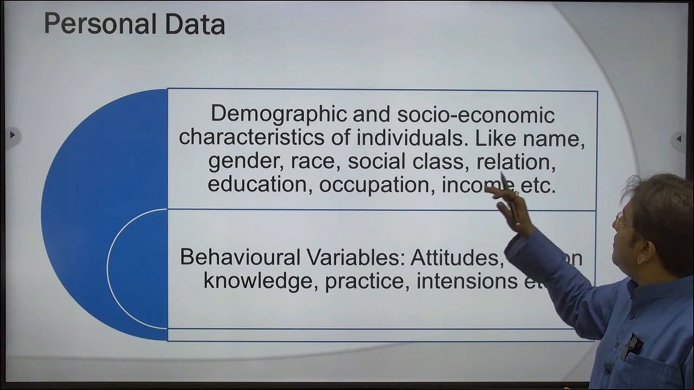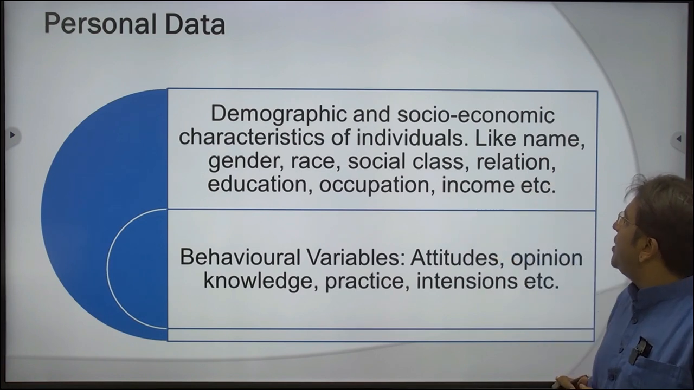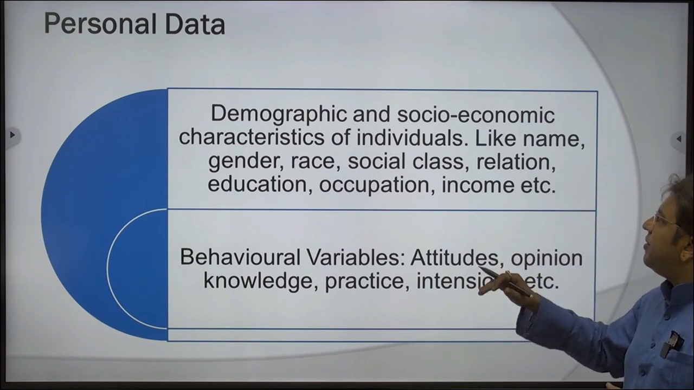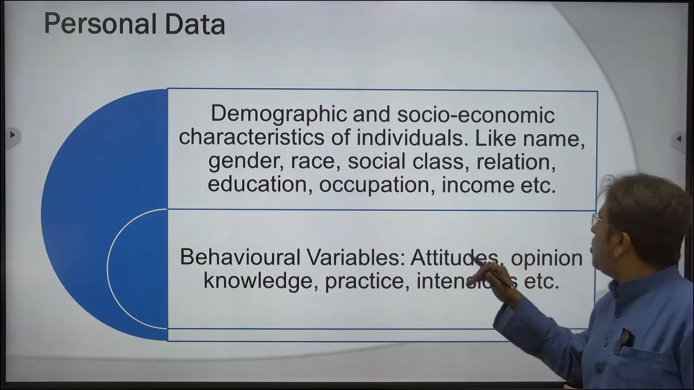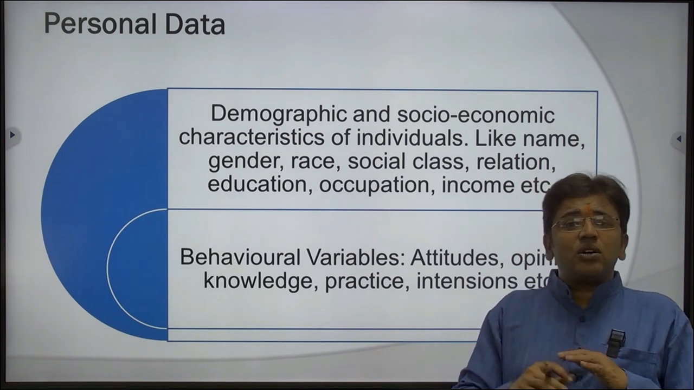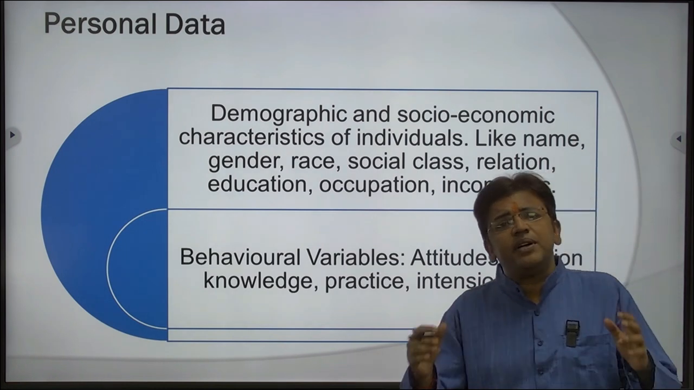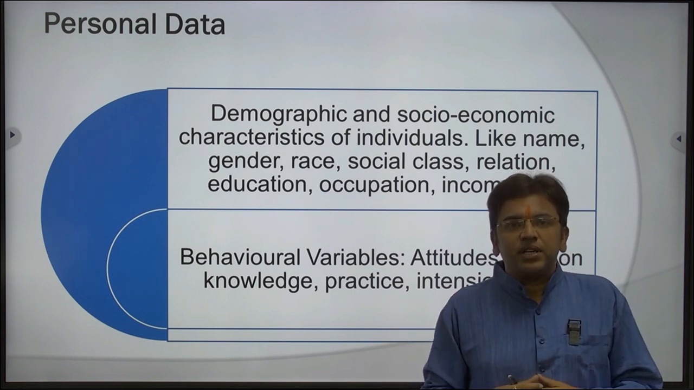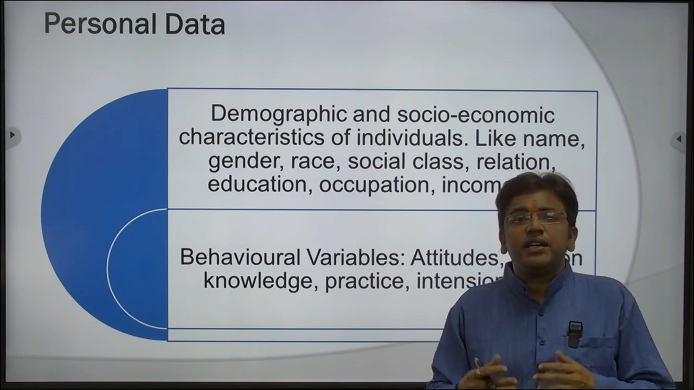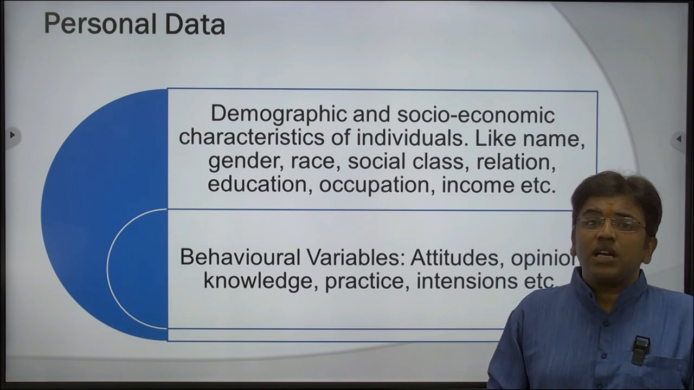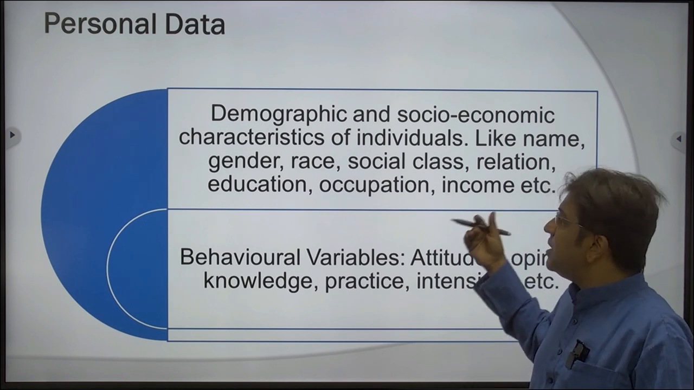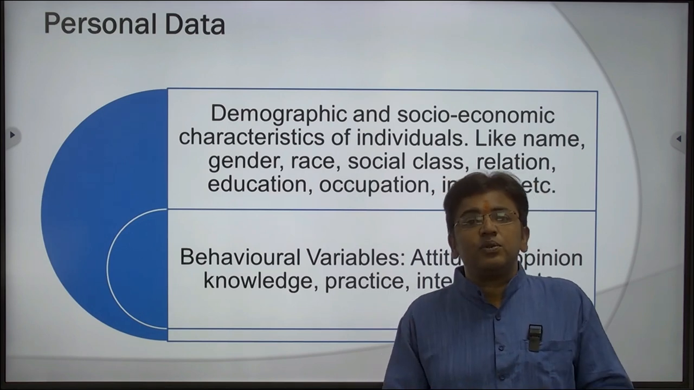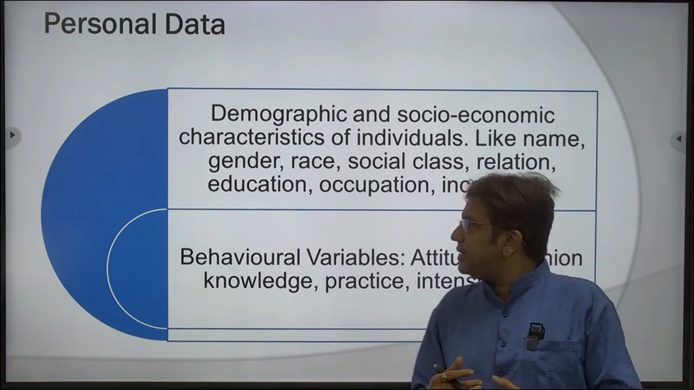So here demographic and socio-economic characteristics of an individual are very important, like name, gender, race, social class, religion, education, occupation and income. All these parameters we are going to consider for the study, for the personal data. What name he is going to write, gender, what is the income class, what is the social class, religion, what is his education level, and according to that we are going to compare or analyze the data.